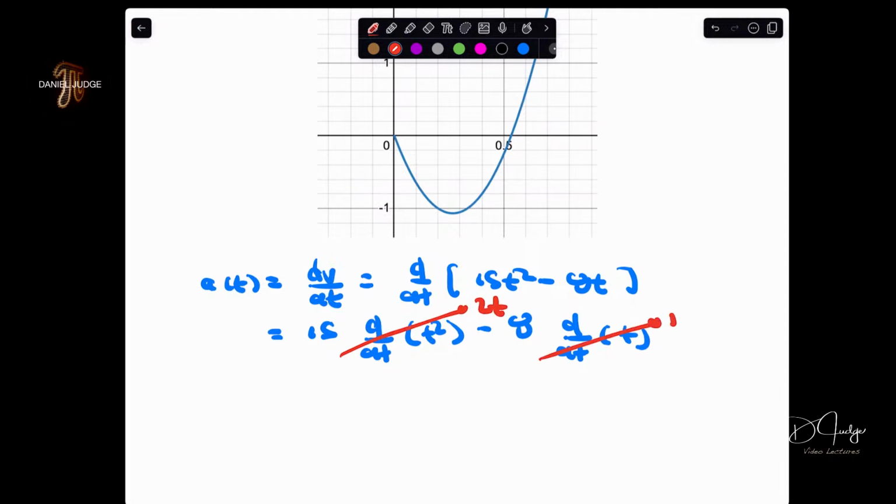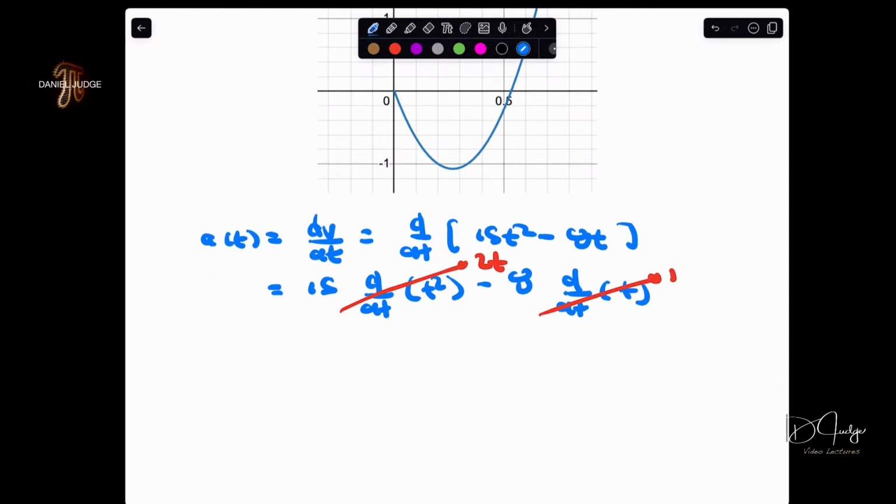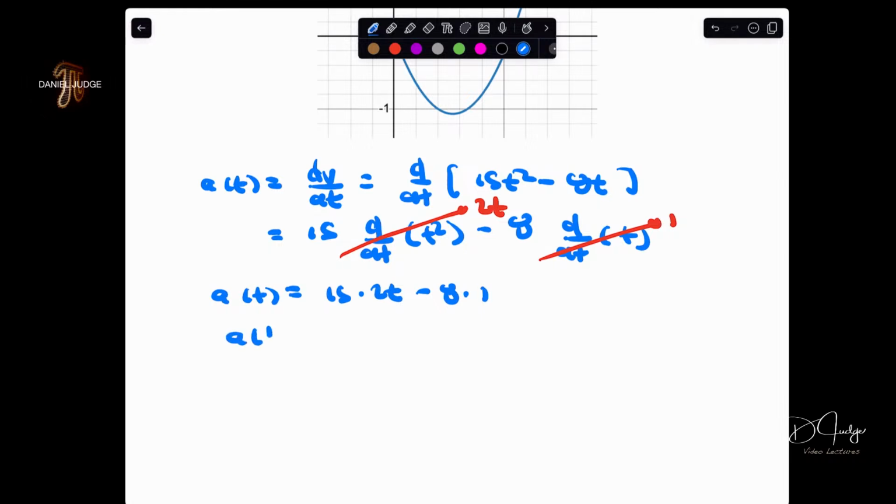Two t minus 1. So acceleration becomes 15 times 2t minus 8 times 1. Or we say acceleration is 30t minus 8. So here's our acceleration function.